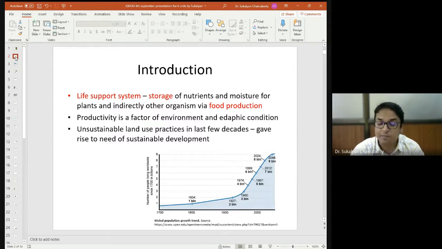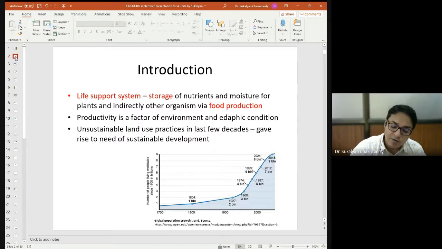So the climatic pattern as well as the edaphic condition, means soil condition, is again a very deterministic factor for the productivity of the plants. So these two factors combined, they give rise to the productivity of the plants. How much the plant will grow, how will it reproduce, how many offshoots will come out from each plant. So that actually is the question of productivity. And it is solely dependent on, you can say, two factors. One is the climatic regime of that place and the edaphic conditions, the soil conditions.